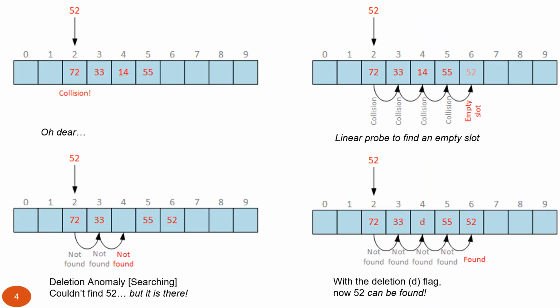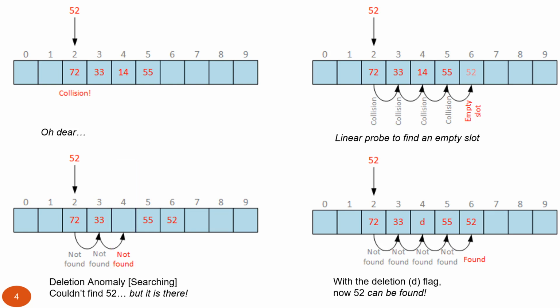Let's say we're inserting 52, and it somehow hashes to 2. Well, 72 already exists in that location, so a collision happens. If we're using linear probing, we then probe to 3, well, that's another collision. We probe to 4, that's another collision. We probe to 5, that's another collision. We probe to 6, that's empty. So we can place 52 into that spot. Great, well, what if I delete something along the way? Let's say I delete the item that was sitting in index position 4. I delete 14. Now let's say I want to find 52.